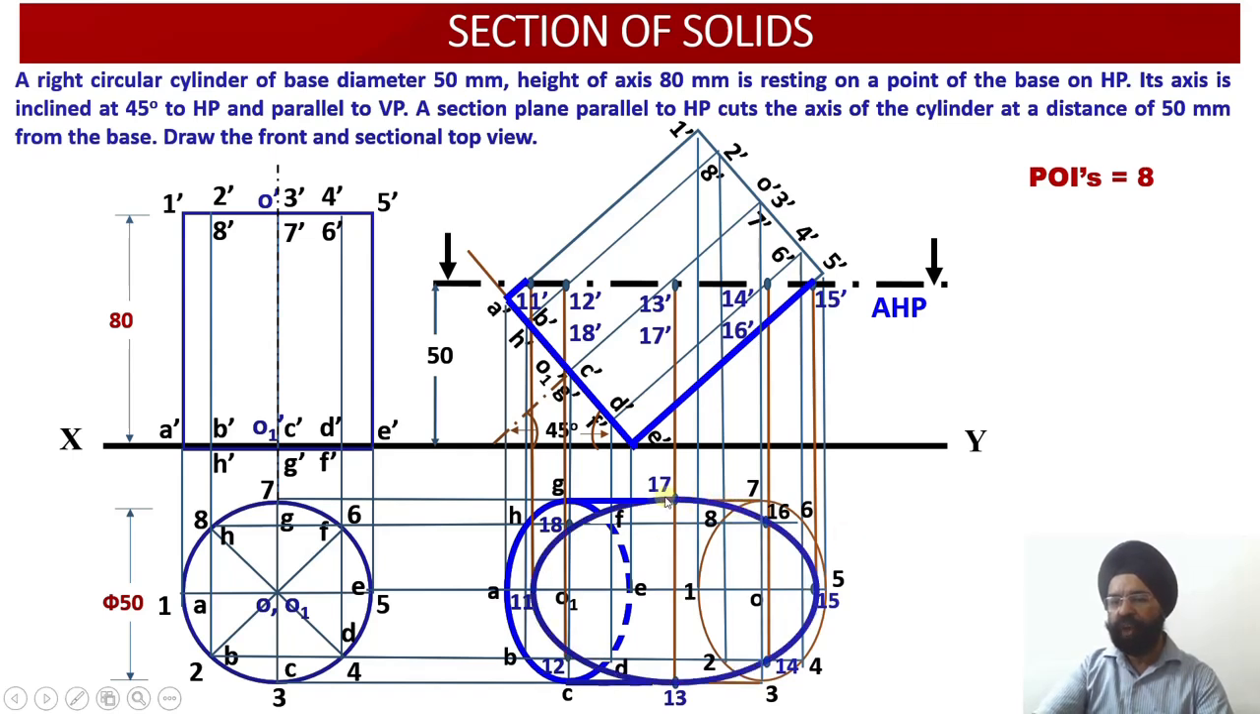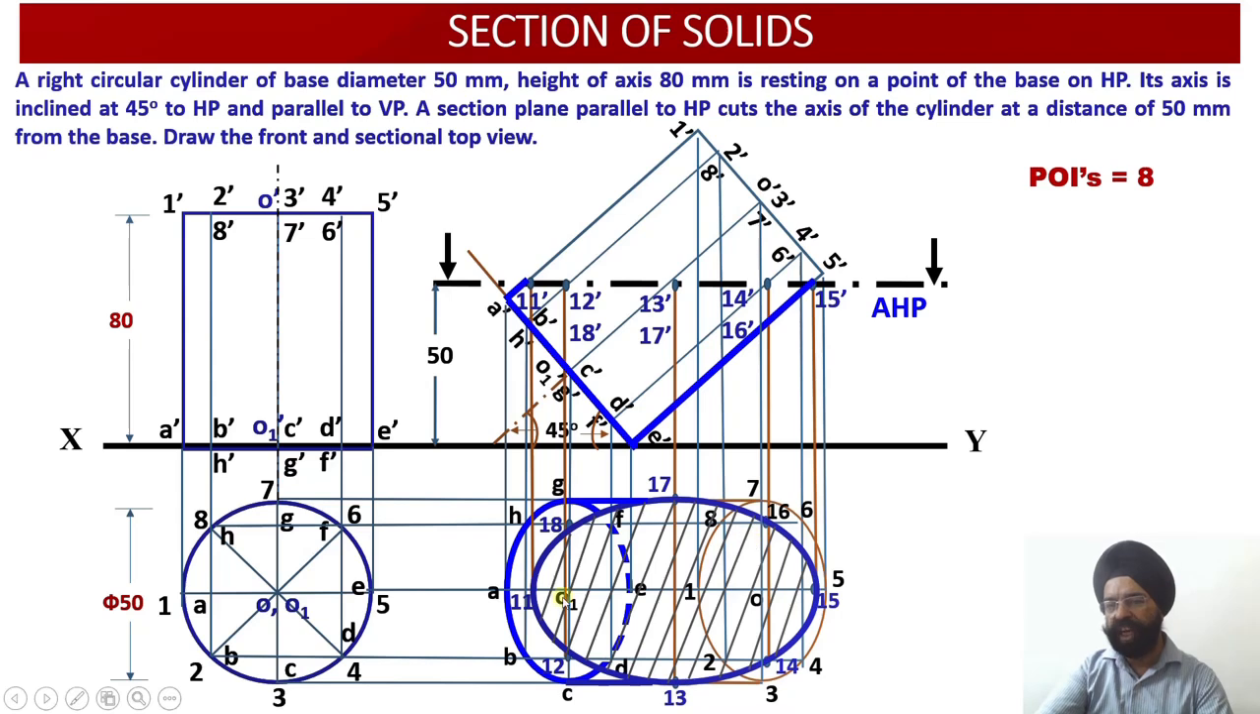Just see, because we know that the shape of the points of POI will be an ellipse. So we have obtained a freehand ellipse in the top view, which happens to be the true shape of the cut section. So this is also the section top view. The ellipse is going to join 11, 12, 13, 14, 15, 16, 17, 18. This will be the section view. That is, this is the true shape of this cut section which has been obtained over here.